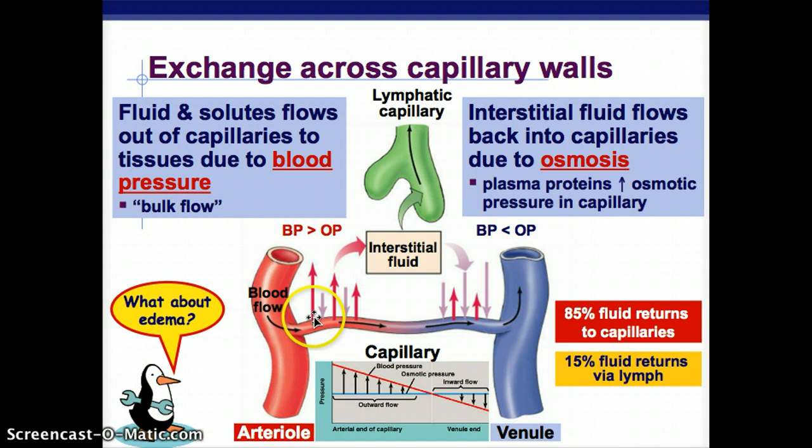So here you go. Blood flow. Fluid and solutes flow out of the capillaries due to blood pressure, so the blood's pushing, so it'll push it out. And interstitial fluid flows back into the capillaries due to osmosis. So it'll push its wastes into the capillaries.